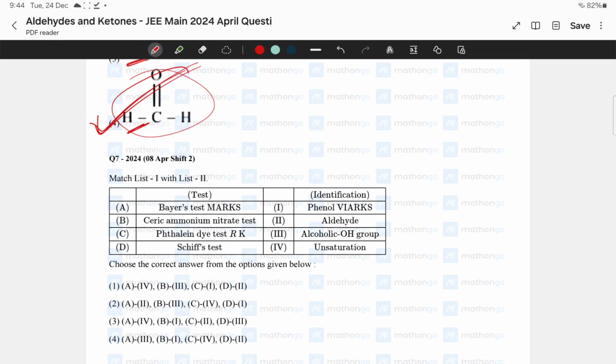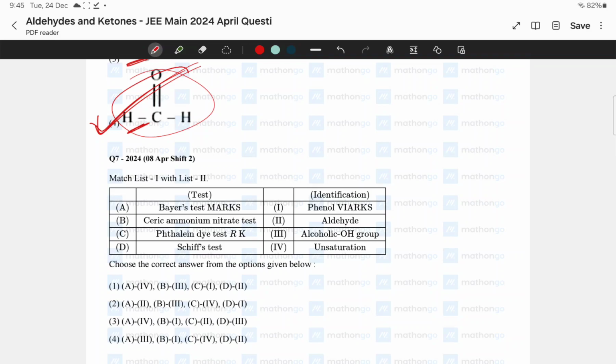Now we have some tests given and we have to match them. First one, Baeyer's test. You know Baeyer's test. What is Baeyer's test? Yes, it is a test with bromine, if I am not wrong. You remember from the hydrocarbon chapter, Baeyer's test. This is a test for unsaturation.